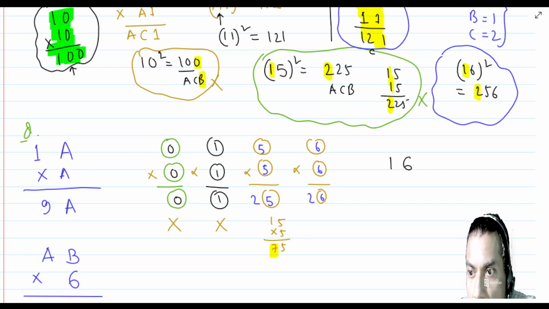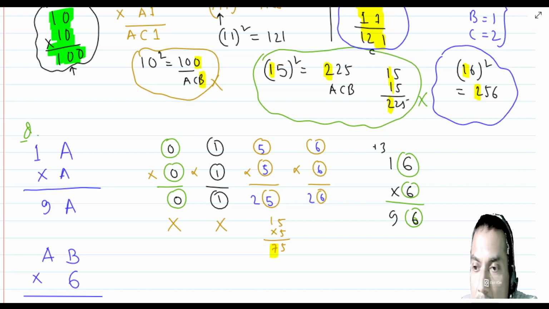3, there are 3 circles. That is 6. Here also 6. Correct. If we consider 6 here, then we get 6 and 6 1 is 6. Carry forward 1. That will be 9. Sorry, carry forward 3. Carry forward 3, we get 9. Okay. So if we consider A as 6, then it is possible. This is the correct answer.